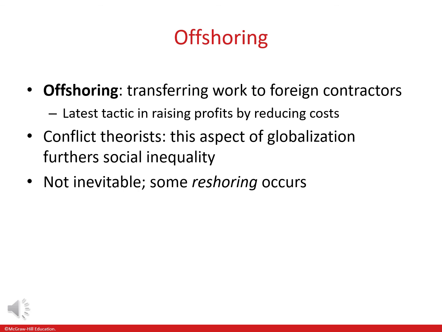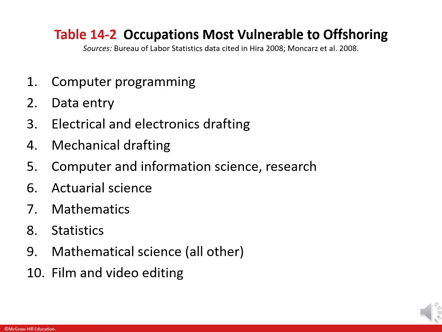And the more work we send overseas, the fewer people in America are able to complete basic jobs, such as building a car, building computers, building phones, construction. Table 14-2 lists occupations most vulnerable to offshoring, and this is taken from 2008.